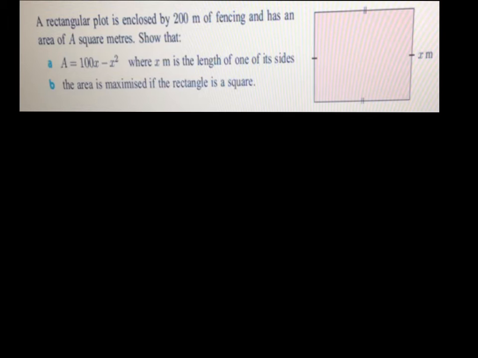So what you see here is X is already labeled for you, so of course that's X. And we know that the total perimeter is 200 meters. So this side would be 200 meters minus 2x, and we want to cut it in half because there's one side here and one side here. Okay, that's probably the easiest way to look at that.